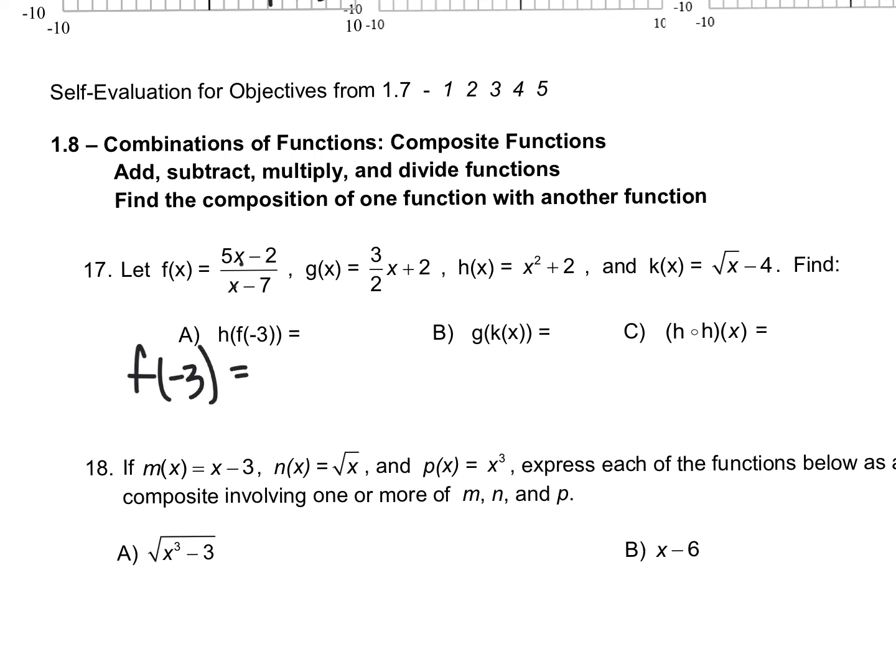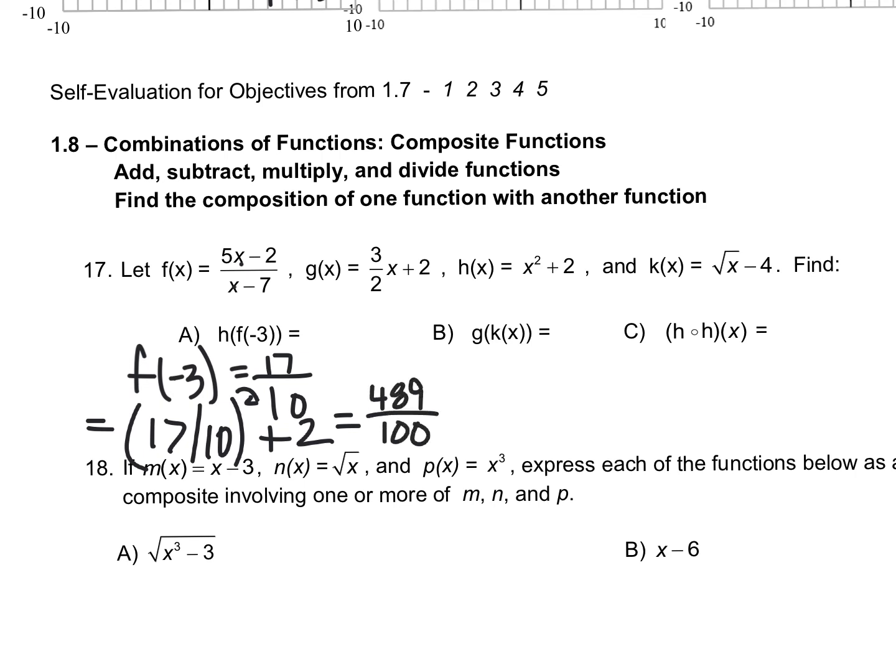Plug -3 in for there, and -3 in for there. So -3 in for there would be -15 minus 2 is -17 over -10, so that'd be 17 over 10. And then we're plugging that in for h, so 17 over 10 squared plus 2. If I simplify that, you just use your calculator, that'll give you 489 over 100, or you could put it in decimal form, which would give us like 4.89-ish.